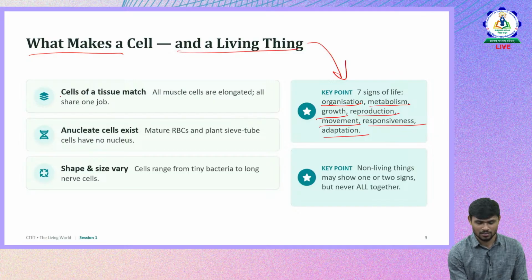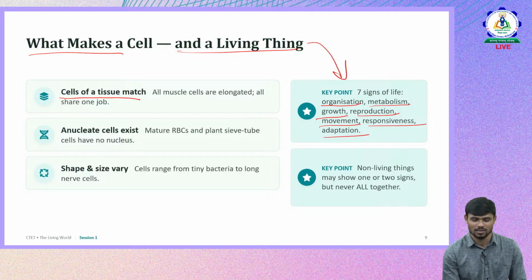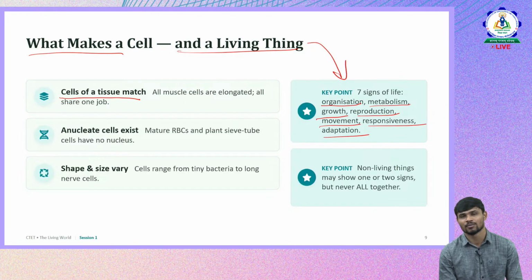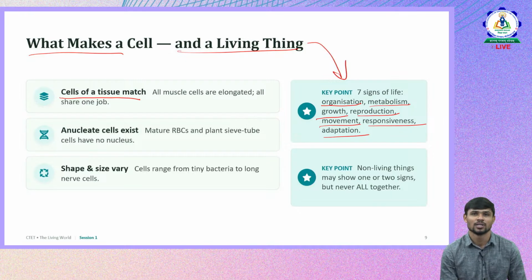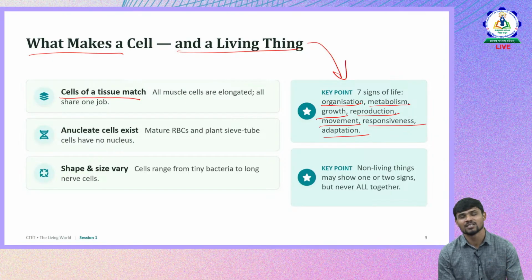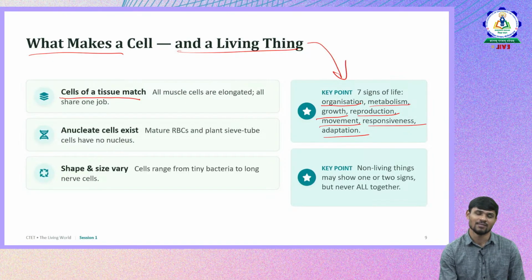There are some other facts that we need to remember. Cells of a tissue match. For example, we have different tissues in our body, like nervous tissue, muscle tissue, skeletal tissue and all. Each tissue has similar cells. All the cells in a tissue will have similar structure and similar function.